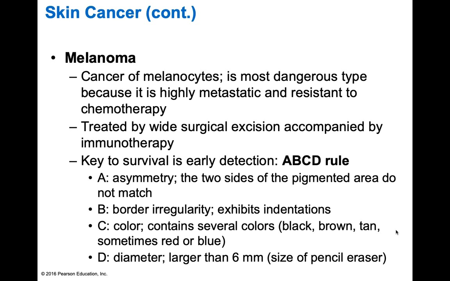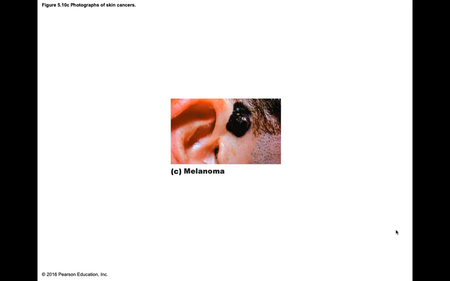And D stands for diameter. If the diameter is more than 6 millimeters, which is about the size of the pencil eraser, then you should probably go get it checked out by a dermatologist. Again, just to be safe. That way you can catch things early so they don't spread. Here's an example of what a melanoma could look like.